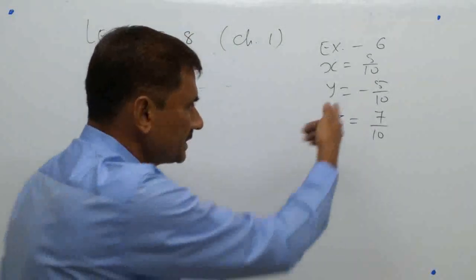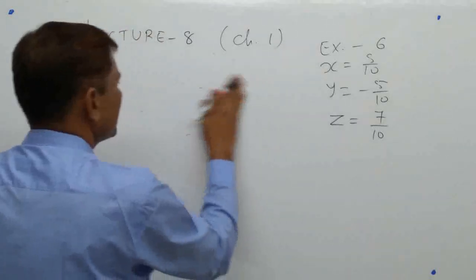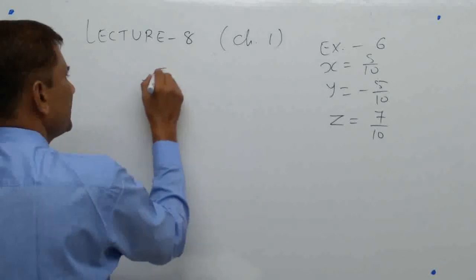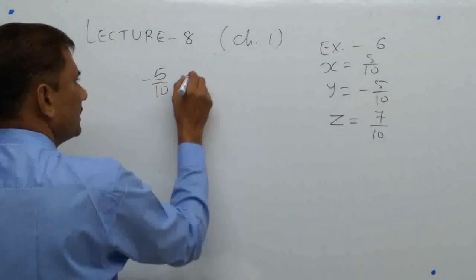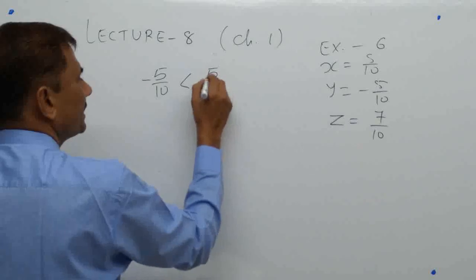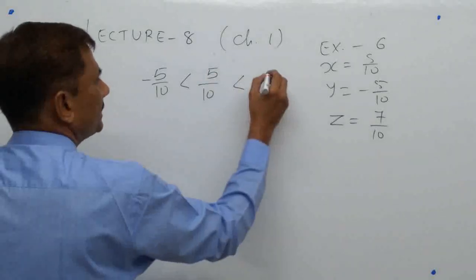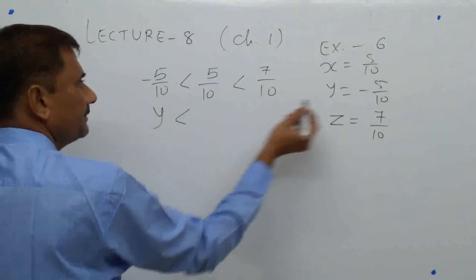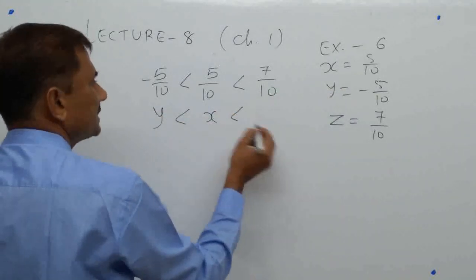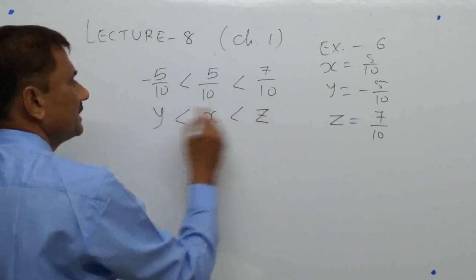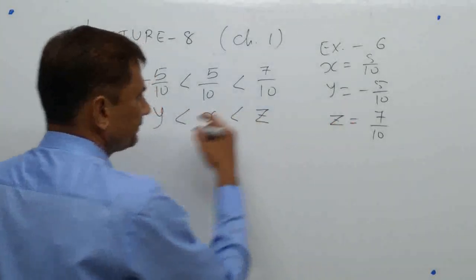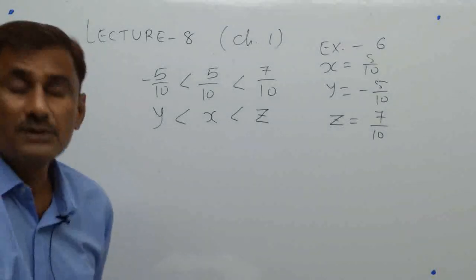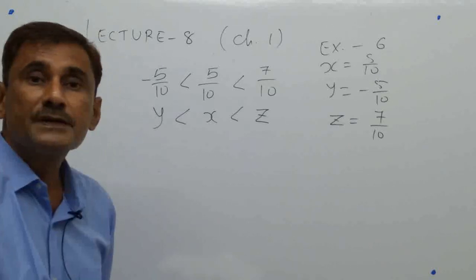Obviously you can first arrange them in order. So minus 5 by 10 is smaller than 5 by 10, which is smaller than 7 by 10. So I can say here y is smaller than x and x is smaller than z. That is the relation between all three. So we just arranged them. Now look at the options. Which option is correct there?